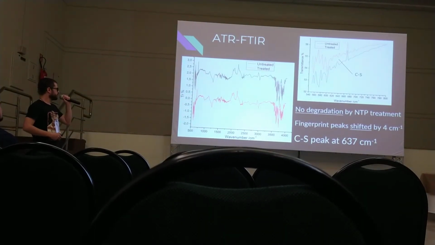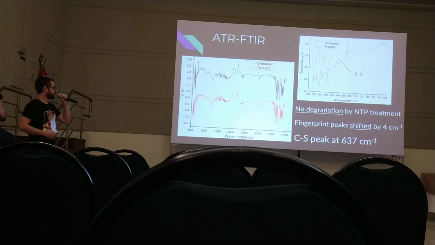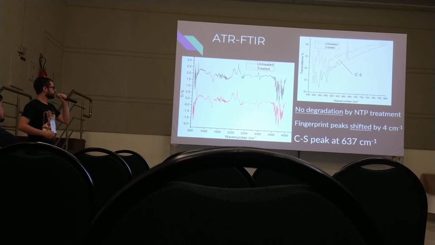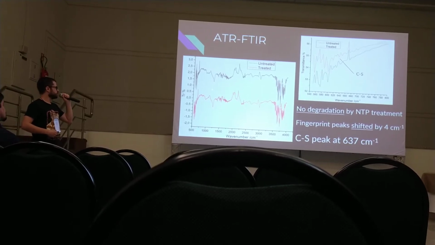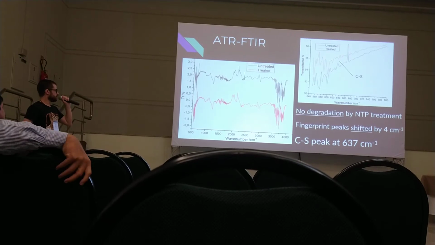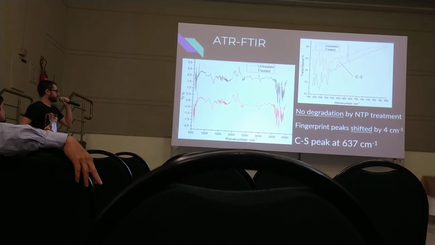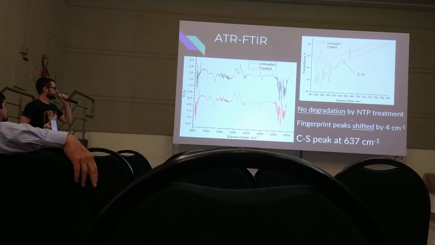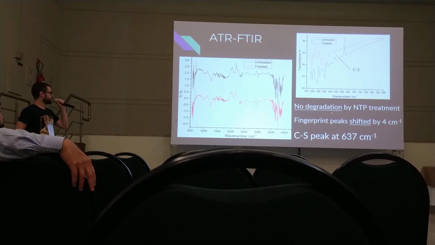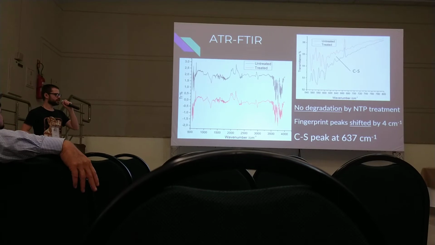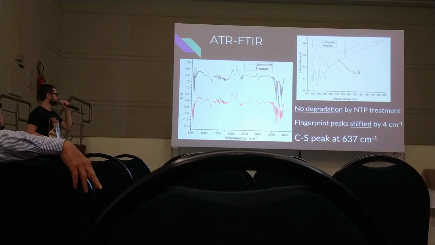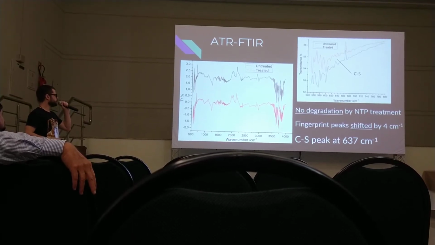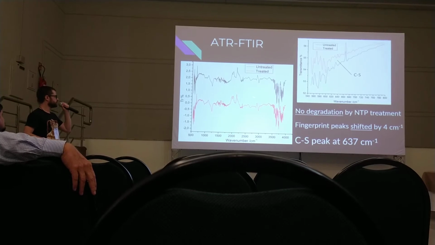So for the FTIR, we can see that the spectra are essentially the same. The bands are very, very similar, so that indicates that the NTP treatment doesn't degrade the structure. For example, if it oxidizes the graphene, those bands such as carbonyls will increase, but it is the same.